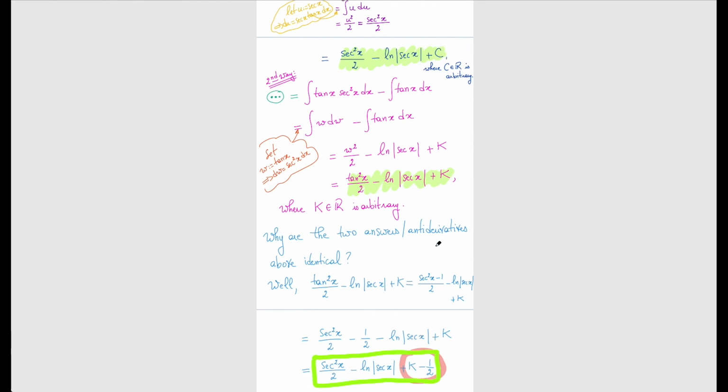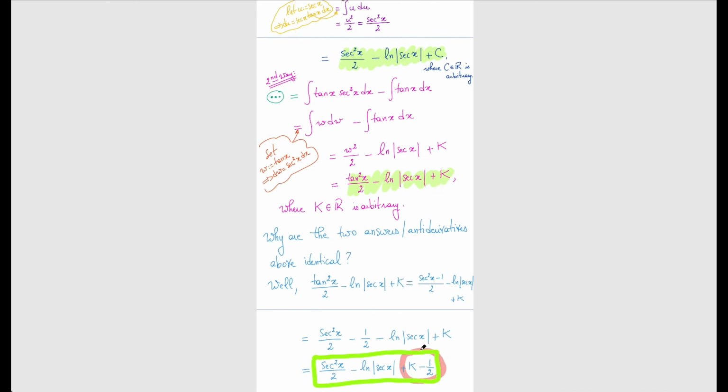So this looks like the C. So that C, which is arbitrary, and the K, which is arbitrary, have a relationship between each other. The C is actually K minus half. Since K is arbitrary, C becomes arbitrary. Make sense? So the two expressions are identical because the constants are arbitrary. If the constants are not arbitrary, they're not identical. But since k and c are allowed to be anything, then these two expressions are the same.